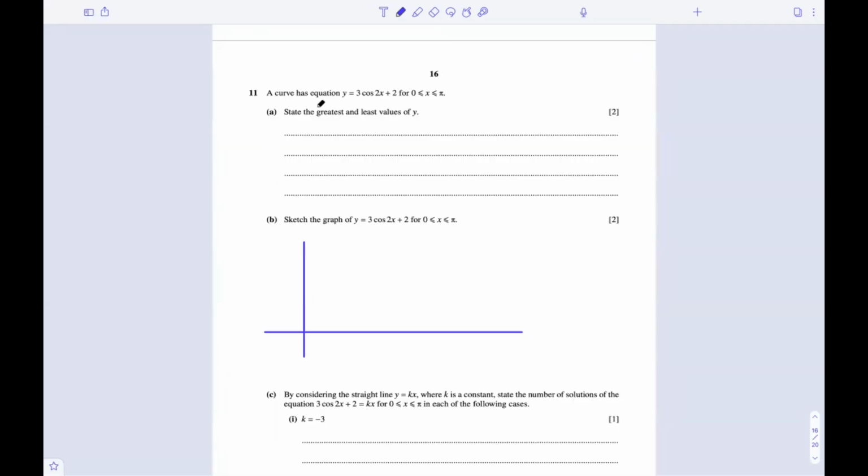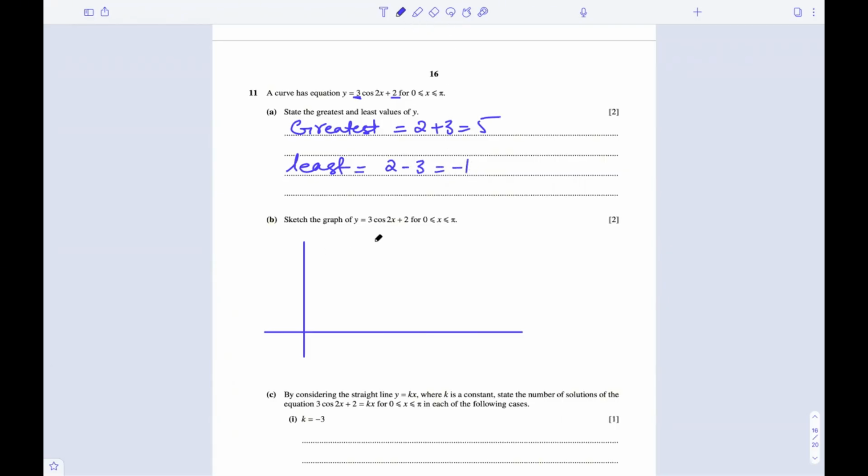In this question, we have an equation y is equal to 3 cos 2x plus 2. For x greater than 0 and less than pi, we have to state the greatest and least value of y. So for the greatest value, we can just add this 2 and this 3 up here. So the greatest value will become 5. And for the least value, we simply subtract the two values. So the least value would be -1.